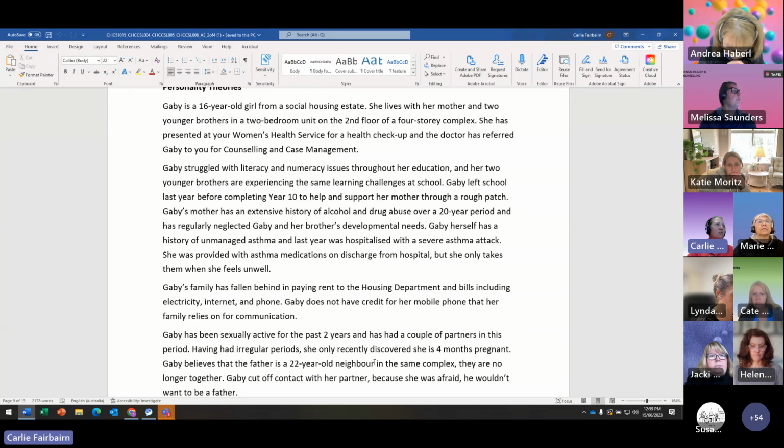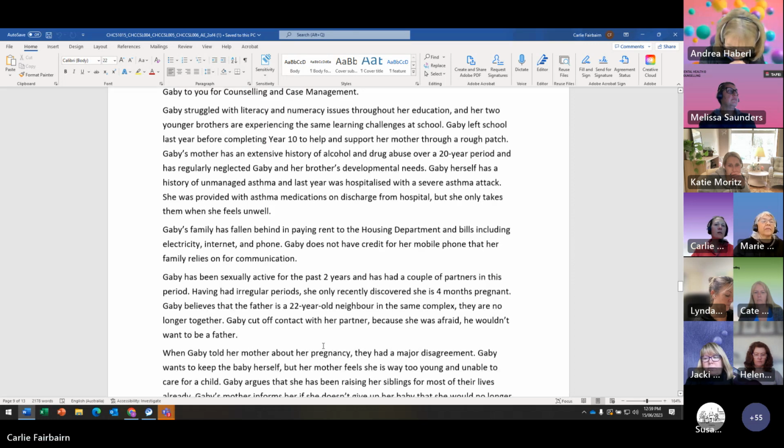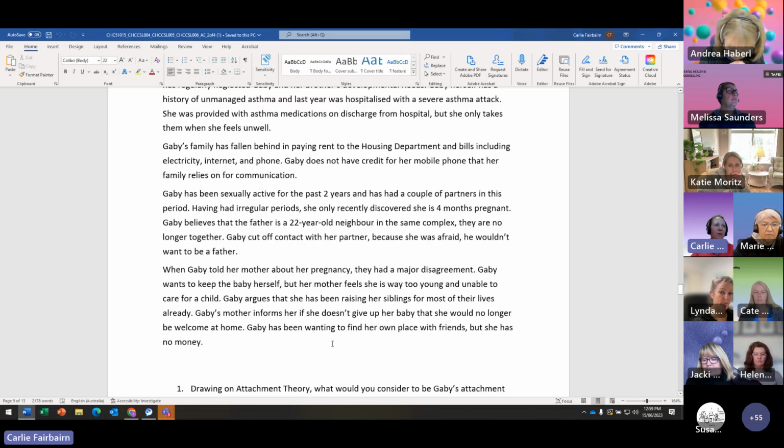Gabby herself has a history of unmanaged asthma and last year was hospitalised with a severe asthma attack. She was provided with asthma medications on discharge from hospital, but she only takes them when she's feeling unwell. Gabby's family has fallen behind in paying rent to the housing department and bills, including electricity, internet, and phone. Gabby does not have credit for her mobile phone that her family relies on for communication. Gabby has been sexually active for the past 2 years.